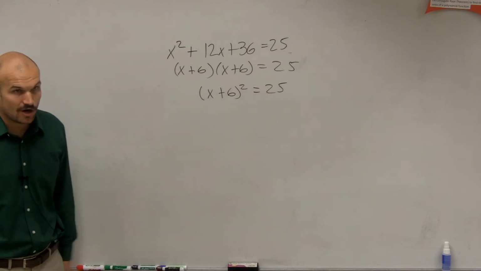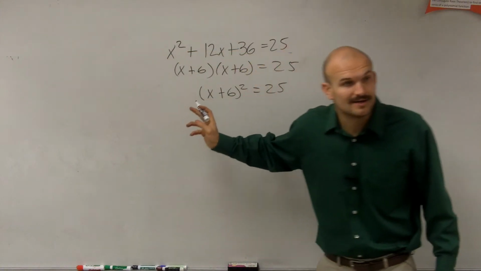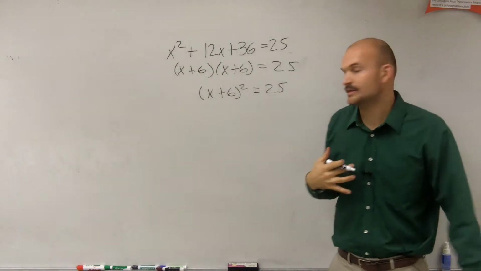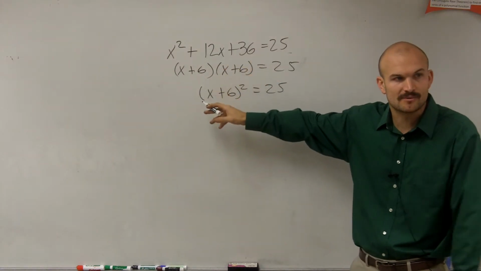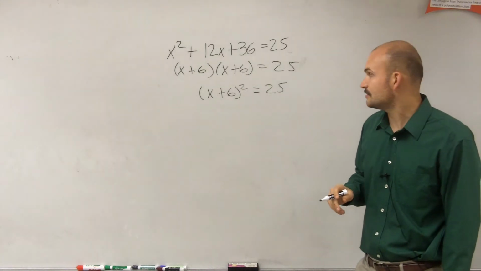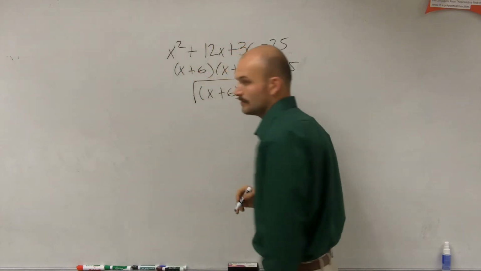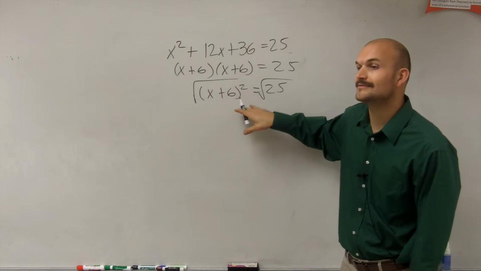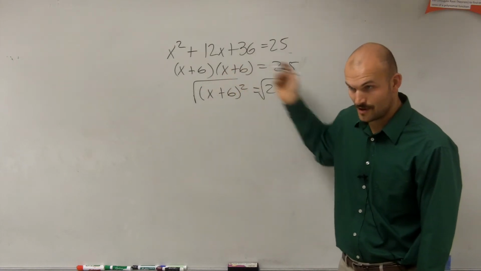Now, how do I solve? How many x's do I have? Just one. So now I can use my inverse properties, or my square root method, as they call it. Since I only have one x, I just undo what's happening to my variable. What is the first thing happening to the variable? It's being squared, so you want to square root it. You undo the squaring by taking the square root.